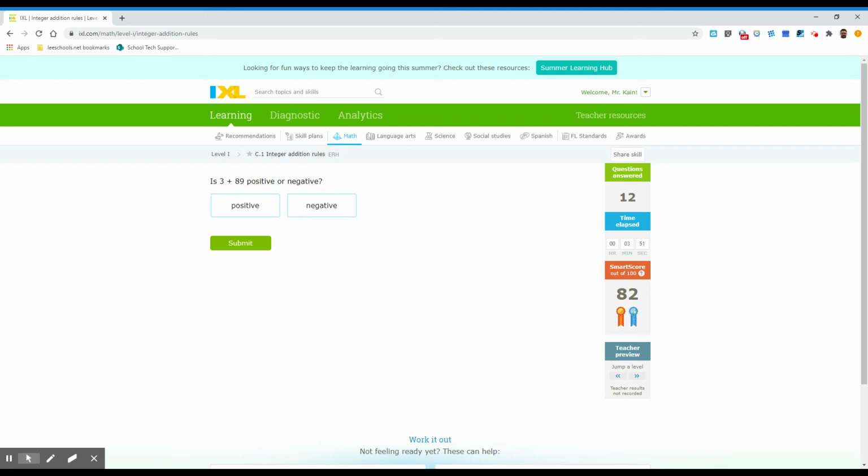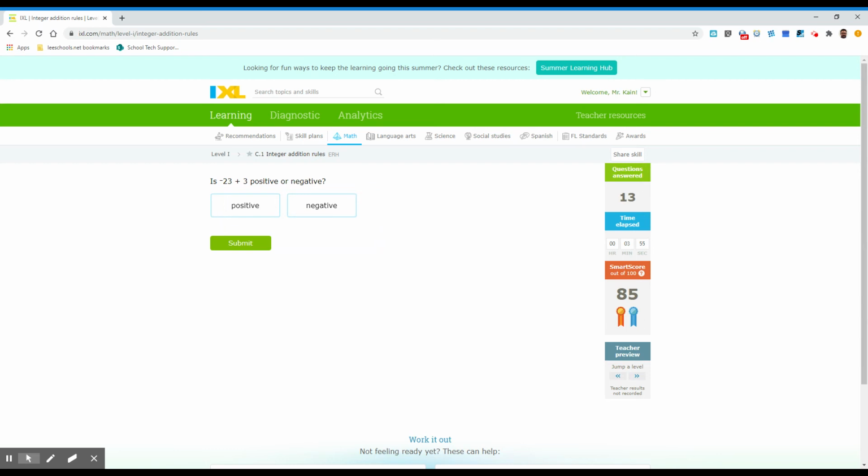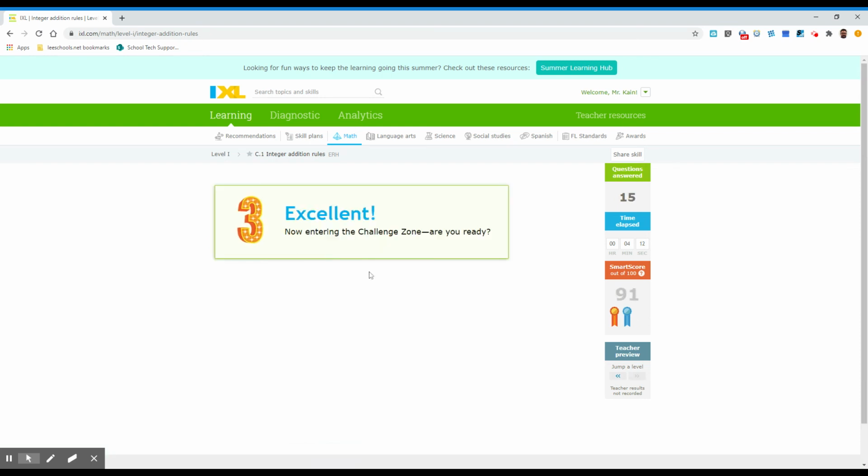So we have 3 and 89, both positive, so it's going to stay positive. We have negative, positive, different signs. So we'll look at the numbers. 23 or 3. 23 is bigger, right? So negative takes this one. Okay, so we have a negative and a negative, because positive, negative, negative is going to win. Negative, negative, it's going to stay negative.